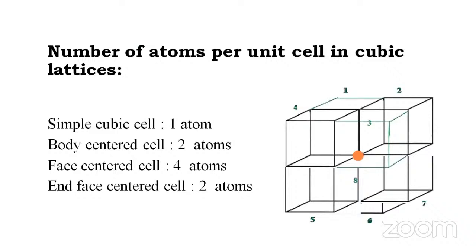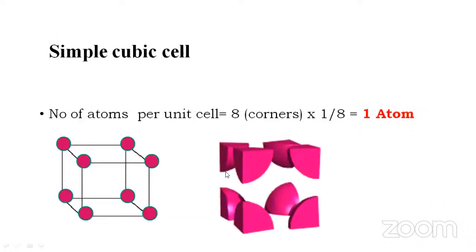Now coming here, how many atoms? The question arises, how many atoms are present per unit cell in cubic lattices? In simple cubic cell, only one atom is present. Body centered 2 atoms, face centered 4 atoms, and end centered 2 atoms. Let us see how they are.